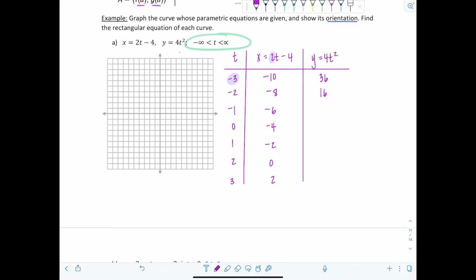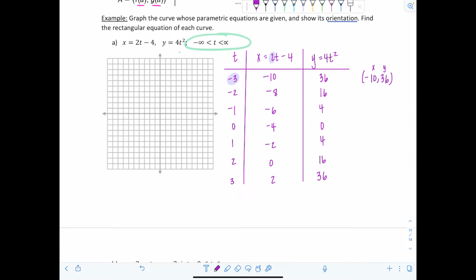-1 squared times 4, 4, 0. And then these repeat, 4, 16, 36. All right, so I want you guys to write down all of the ordered pairs before we start. So the first one would be -10, 36. This is the x coordinate, this is the y coordinate.